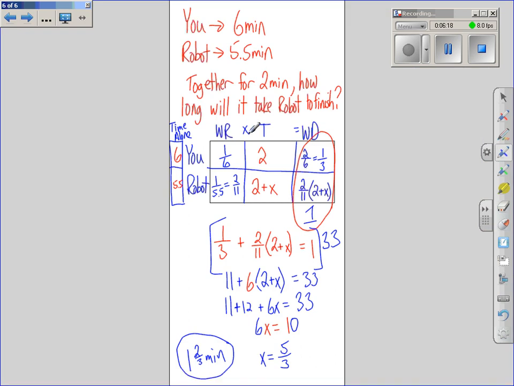So be careful in this style of problem because the times are different. You're going to have to figure that out.